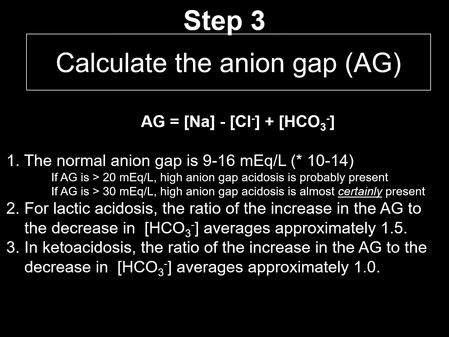Step 3. Calculate the anion gap. The normal anion gap is 9 to 16 milliequivalent per liter. Some laboratories use 10 to 14 milliequivalent per liter as the normal range. If the anion gap is more than 20 milliequivalent per liter, high anion gap acidosis is probably present. If the anion gap is more than 30 milliequivalent per liter, high anion gap acidosis is almost certainly present.